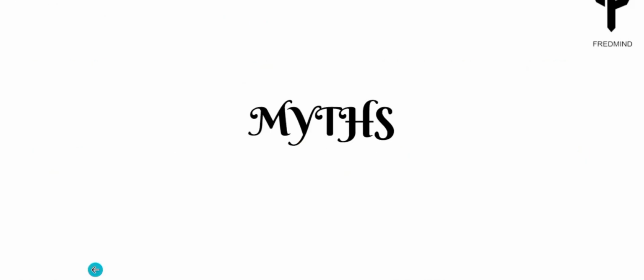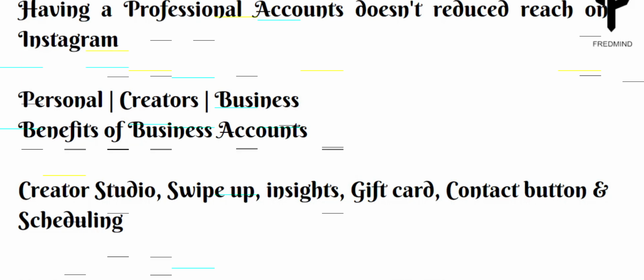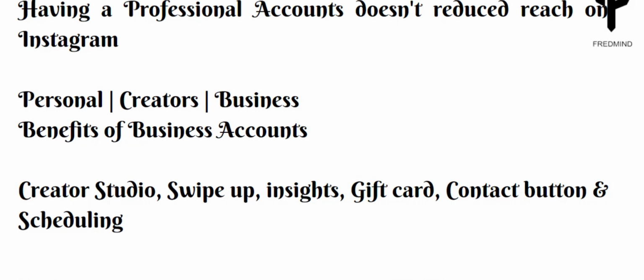Then I have a few nuggets for you here, which are more like the finishing touches. Having a professional account does not reduce reach on Instagram, right? Having a professional account does not in any way affect the performance of your account. So the three types of accounts we have on Instagram are personal, creator, and business, right? The benefits of business accounts are there, the benefits of creator accounts are there, the benefits of personal accounts are there, but there are not much differences between them. So I'm just going to spell out a few benefits for business accounts.